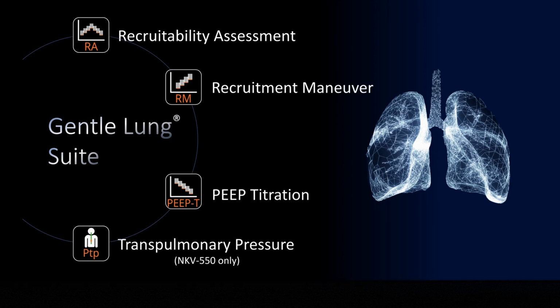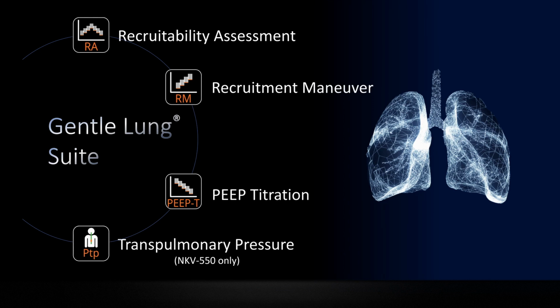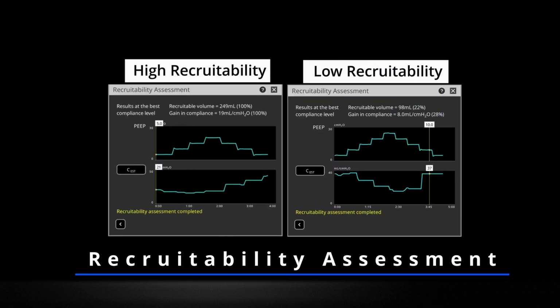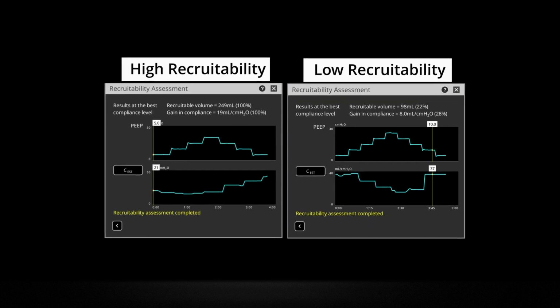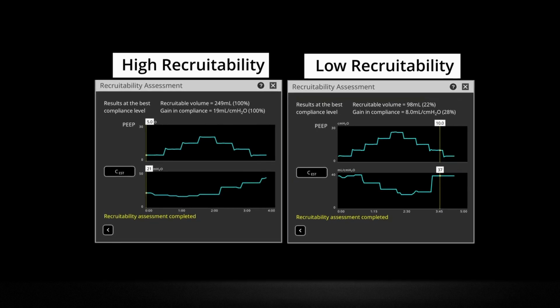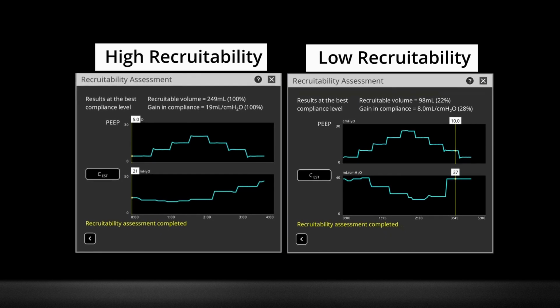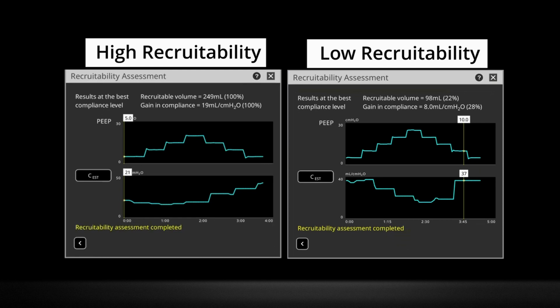As part of the optional Gentle Lung suite of Nihon Kohden ventilator systems, the Recruitability Assessment app is a tool to help clinicians assess how much of a patient's lungs can be recruited and if the recruitment maneuver can be beneficial to the patient. The RA app may be used on patients who are on ACMV or SIMV mode of invasive ventilation and weighing 25 kilograms or more. The maneuver is not available while in SPONT mode.